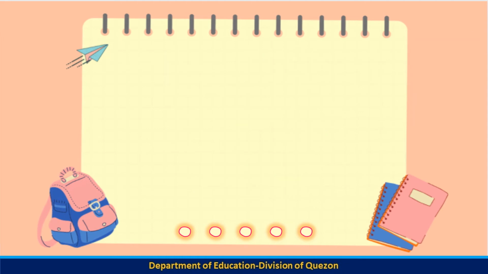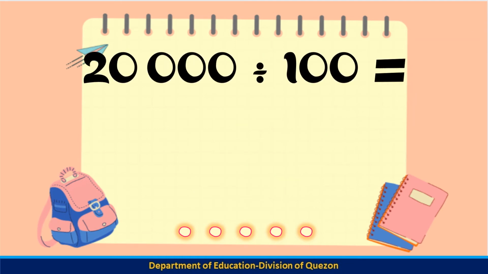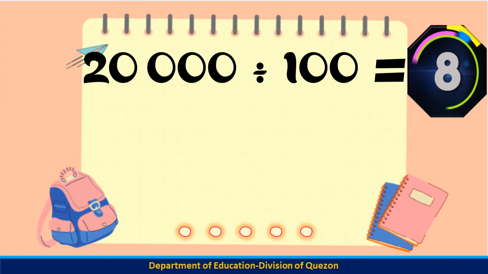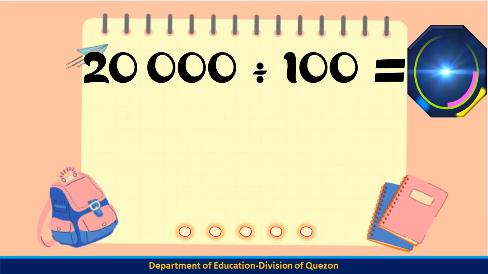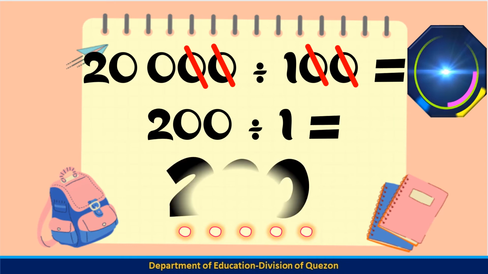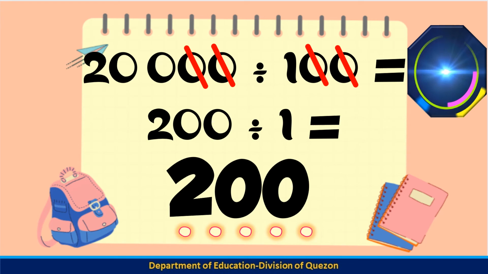Next number. Let us have 20,000 divided by 100. And your time starts now. 10, 9, 8, 7, 6, 5, 4, time's up. We need to cancel 2 zeros in the divisor and 2 zeros again in the dividend. So, the number here is 200 divided by 1. The answer is 200. Let us proceed.